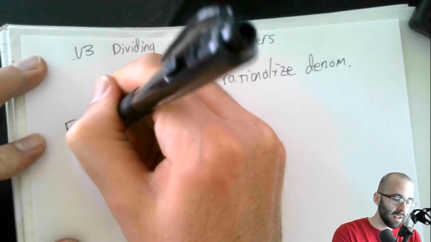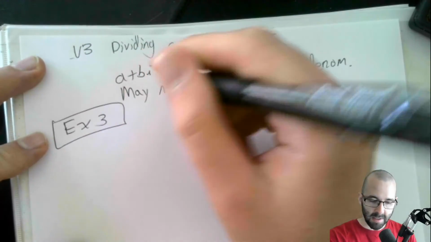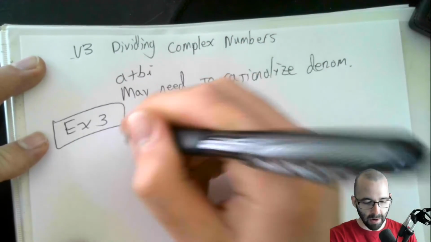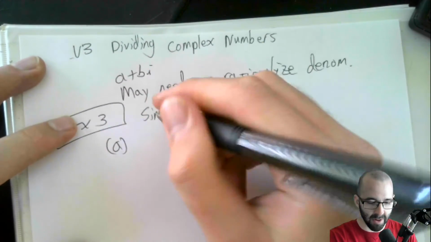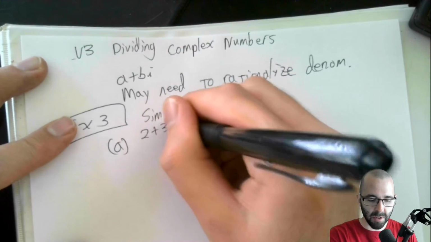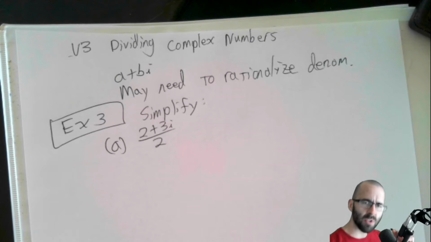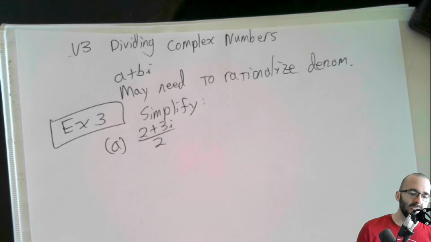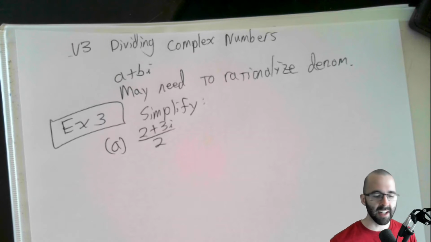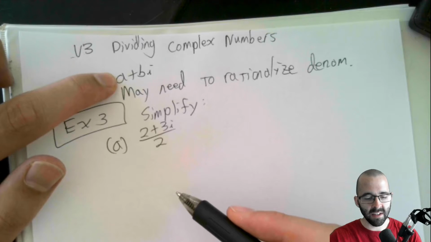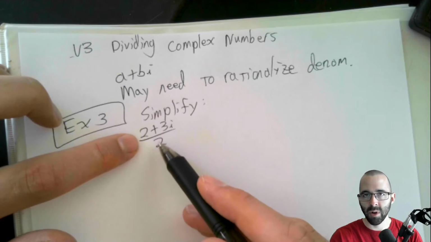Example 3. Simplify. Part A. I didn't even make an I joke. I'm very proud of myself. 2 plus 3i over 2. This is the best case scenario. If you get something like this, just count yourself lucky, because there's no rationalizing the denominator necessary here. In order to get this in the form of a plus bi, all we need to do is separate it.